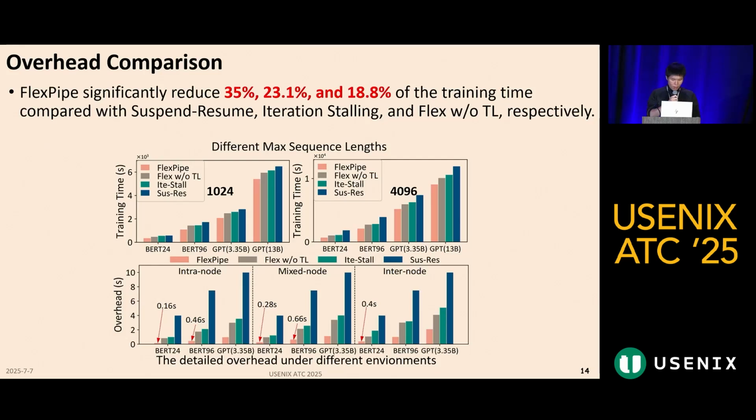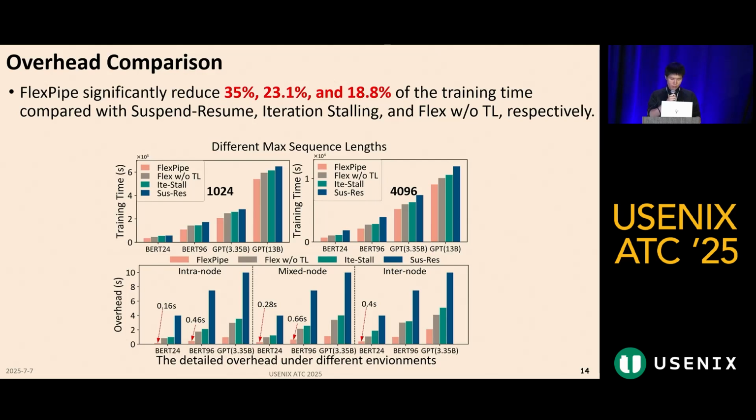We also compare the overhead of different mechanisms as shown in the top graphs. For different maximum sequence lengths, we can see that FlexPipe reduces training time by 35%, 23%, and 19% compared to suspend-resume, iteration stalling, and FlexPipe without twin layer. This is due to FlexPipe's optimized initialization time through twin layer and fine-grained computation and communication overlap. FlexPipe also shows better performance with increasing maximum sequence length as it effectively handles more frequent fluctuations.